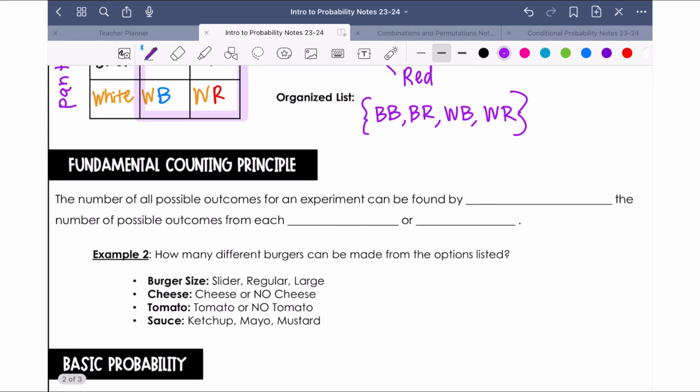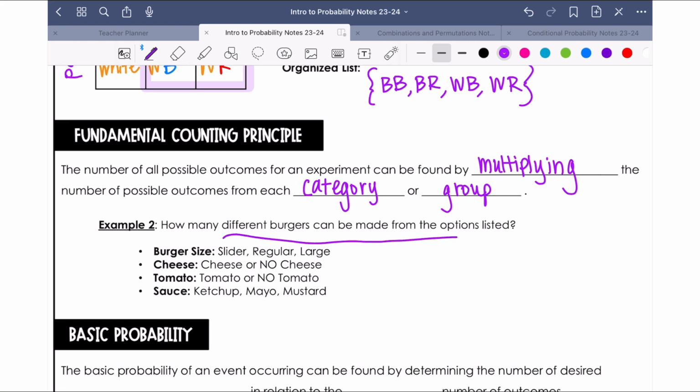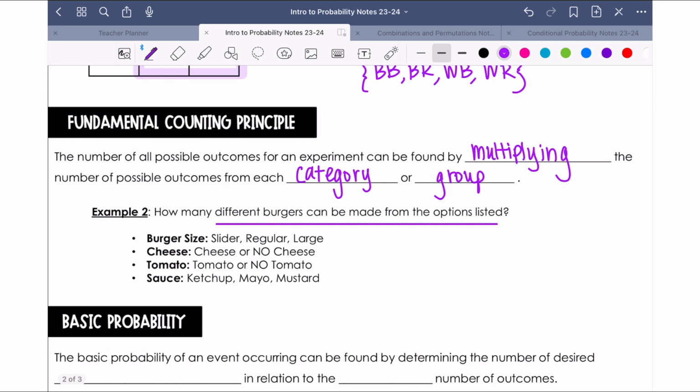This is the fundamental counting principle. So this is the number of all possible outcomes for an experiment, and this can be found by multiplying the number of possible outcomes from each category or group. And then we'll see what that means. Okay. So let's say you go to buy some burgers. How many different burgers can be made from the options listed below? So how are you going to find this? Well, it tells you right here. All you have to do is what?